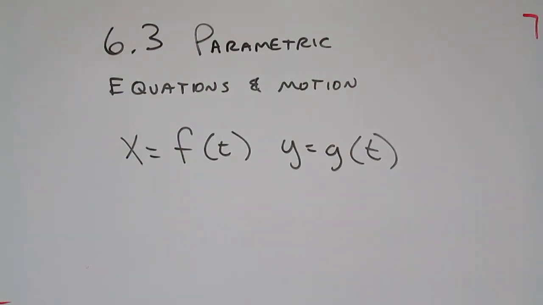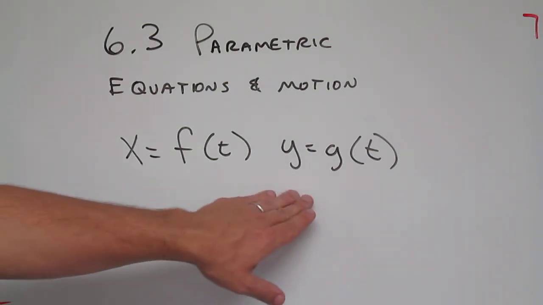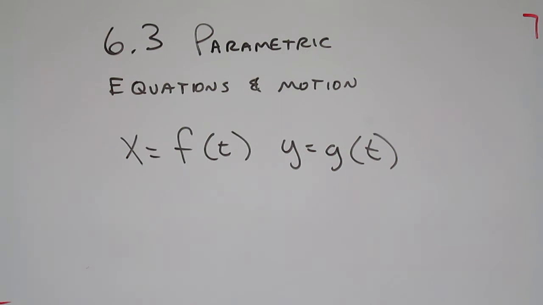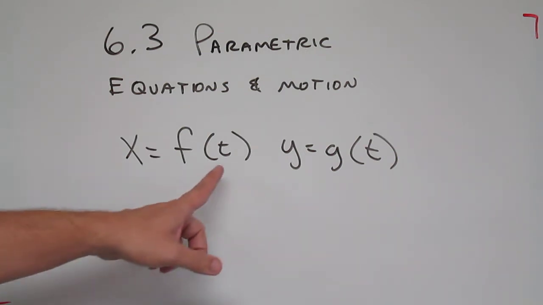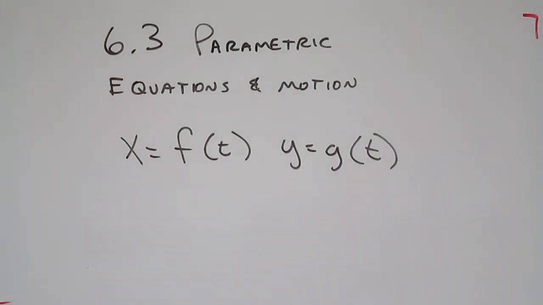Okay, section 3 continues with parametric equations and motion, and there's a part of this I'm going to show on the calculator, but I'll show that in a different video. But a parametric equation is an equation where the x and the y coordinates are defined based on a different parameter. Usually it's time, so even your calculator will set things up by doing this as a matter of time.